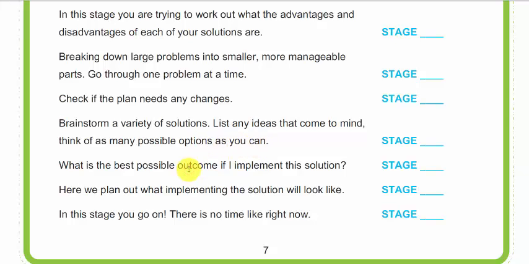The next says, what is the best possible outcome if I implement this solution?